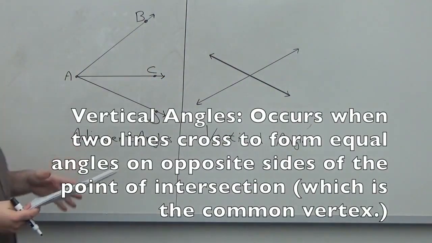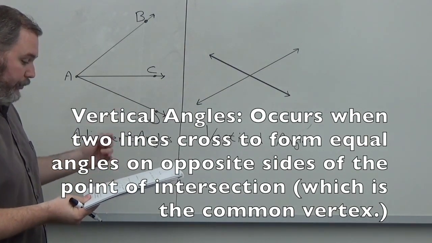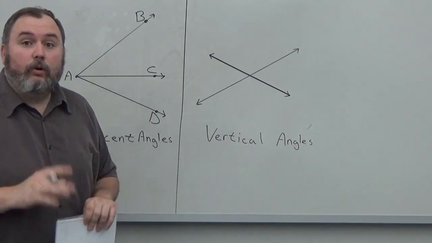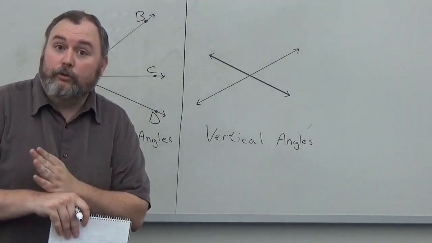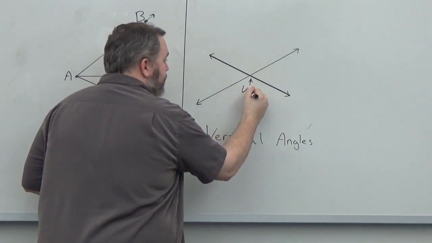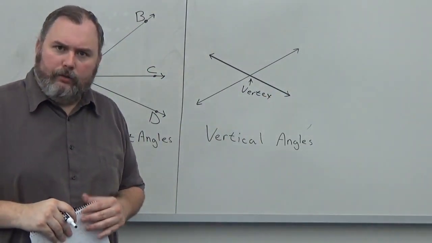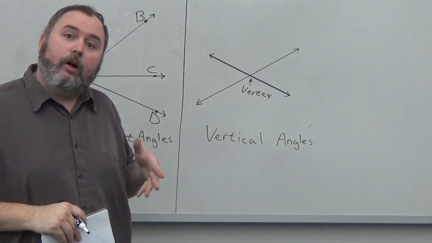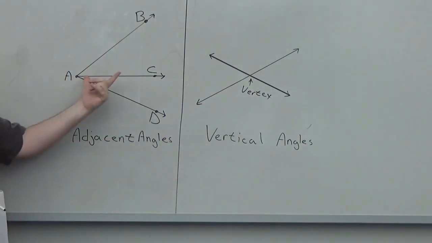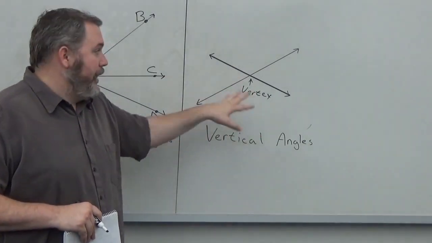Now, vertical angles, I'm going to give you the definition here, occurs when two lines cross to form equal angles on opposite sides of the point of the intersection, which is the common vertex. Long story short, you have two lines, they've crossed one another. Where they cross, this is our vertex. This is why we call them vertical angles, not because they're vertical of one another, but because they share the same vertex. Whereas adjacent angles share the same side and the vertex actually. This one, they just share the same vertex.